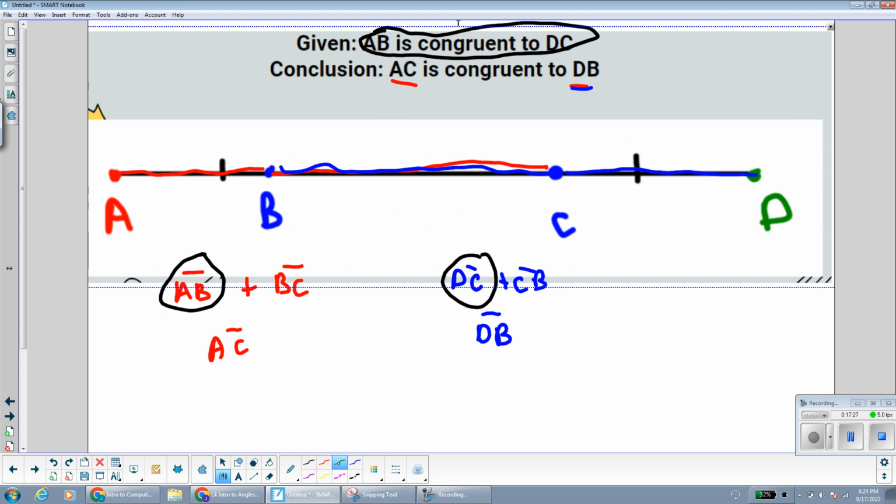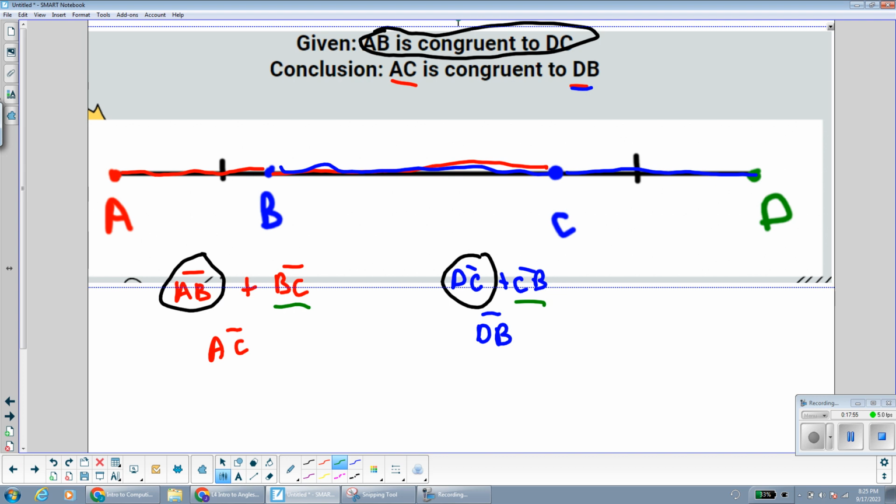We're also adding on something congruent to each one. BC is congruent to CB. The reason for that is because it is the same segment. Notice how it's the same two letters, BC and CB. If we look at the diagram, BC and CB are talking about the exact same segment. Notice how it's highlighted in the two colors here because it's the same segment.